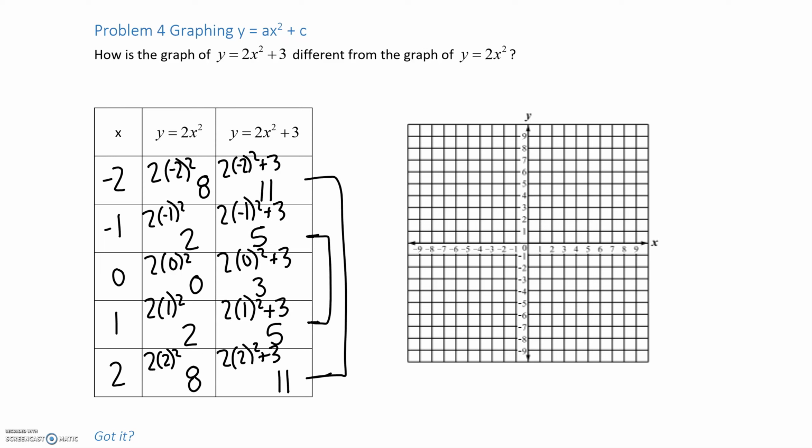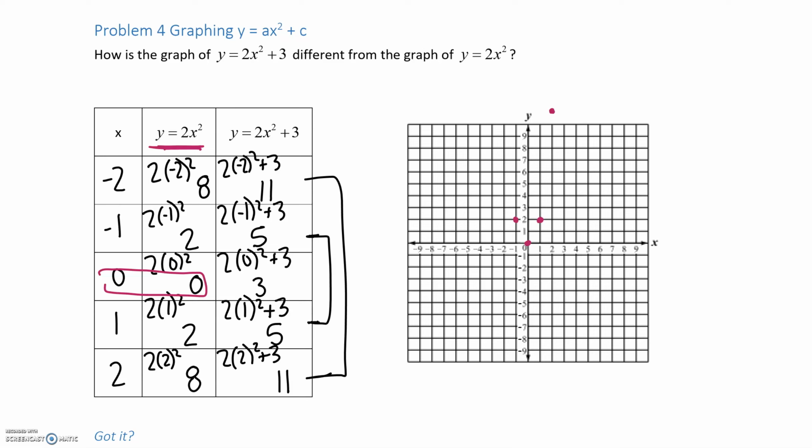Okay, so for our original graph, I'm going to use this magenta color. So for our original graph, our vertex is going to be right here. So our vertex is going to be 0, 0. Okay, then if we go to a +1 x value, that's going to give us a +2 y value. Like we said, it's symmetric, so if we go to a -1, we're also going to go up to +2. Okay, we go over to +2 on the x-axis.